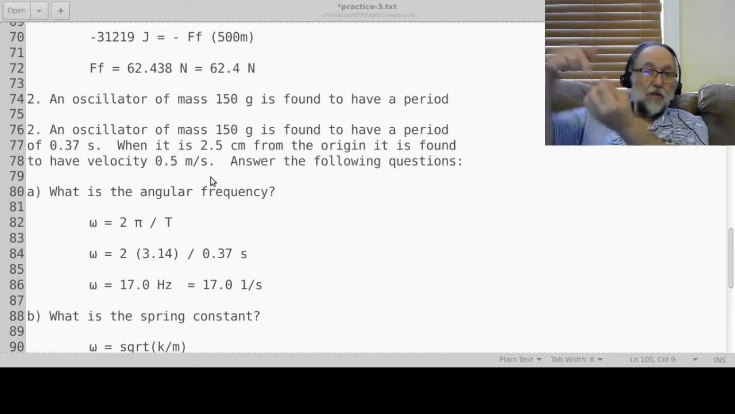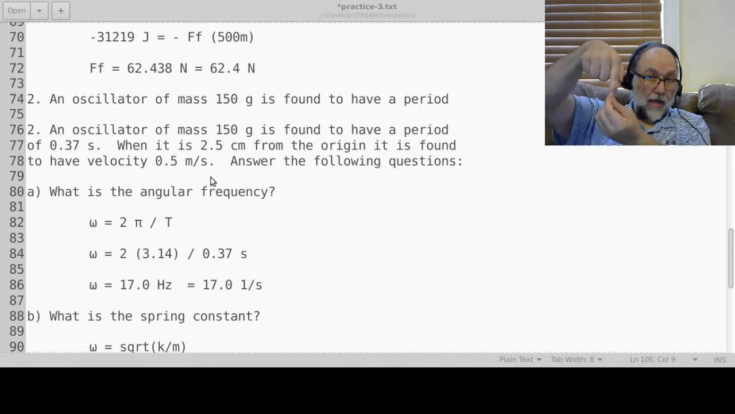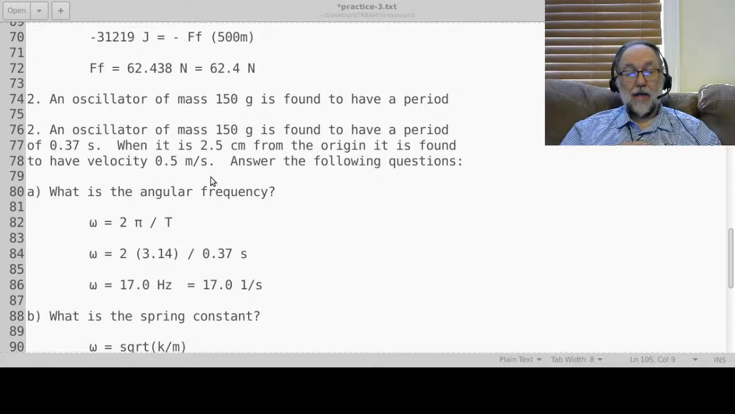Here, I didn't tell you what the energy was at the endpoints. I didn't tell you where the endpoints are, or give you enough information to calculate the energy at the endpoints. I didn't give you enough information to calculate the energy at equilibrium. I told you some generic point, 2.5 centimeters from equilibrium, has a velocity of 0.5 meters per second. Okay, and here's the thing about conservation of energy. If you can calculate the energy anywhere, that's the energy everywhere. Okay, so I gave you enough information to calculate the energy at one point, and that's going to be the same energy everywhere in the cycle of the oscillator.